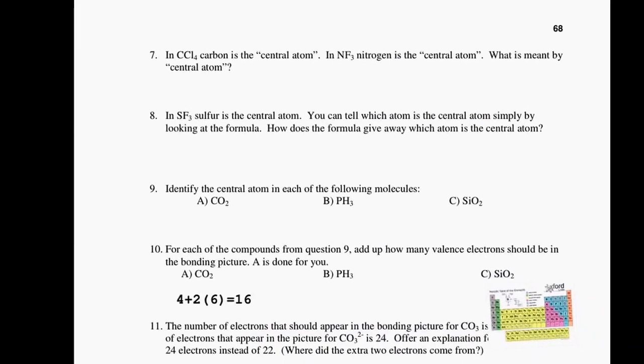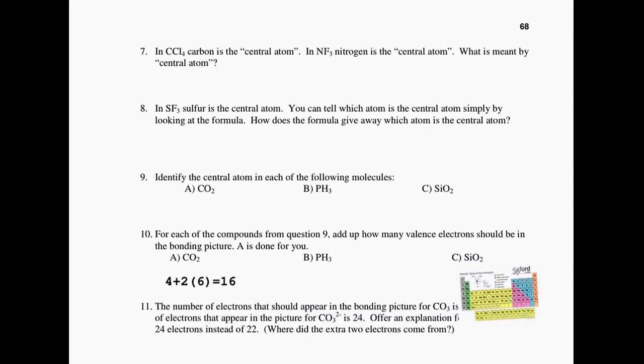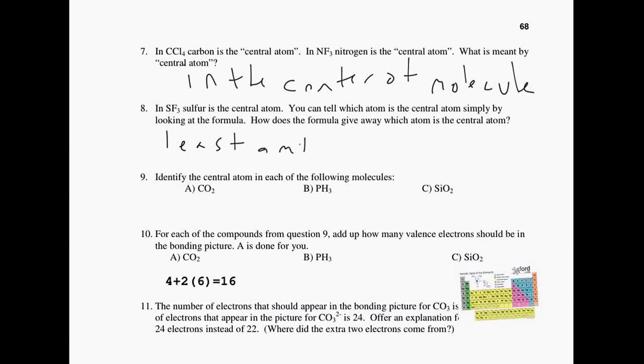Number 7 says, in CCl4, carbon is the central atom. In NF3, nitrogen is the central atom. What is meant by the central atom? It's the one in the center of the molecule. In SF4, sulfur is the central atom. You can tell which atom is the central atom simply by looking at the formula. How does the formula give it away? It's the one with the least amount of atoms. Central atom here, then. I'm just going to circle them if I can. Carbon, phosphorus, silicon.